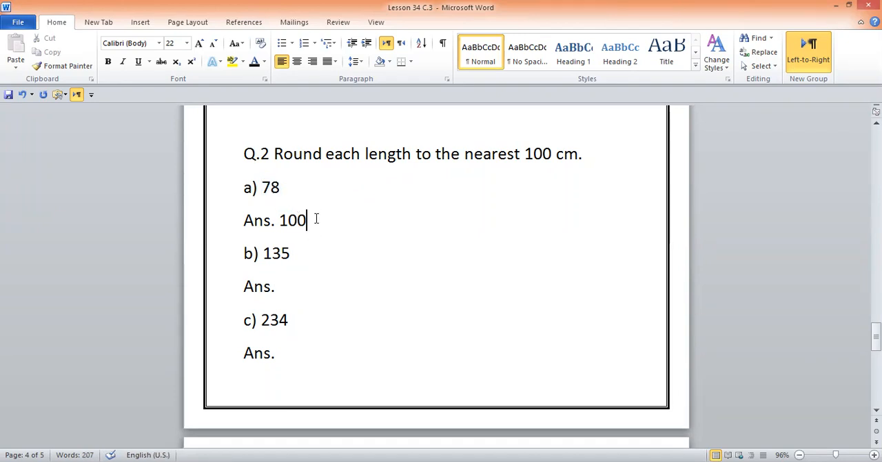Now coming to the 135, guys. This is 100 centimeter. I forgot to write centimeters here. 100 centimeter, guys. Now 135. Look, the number in the tens place is 3. 3 is less than 5, so you don't need to add 1 in the hundreds. You will write 1 and add 00. So the answer will be 100 centimeter again.